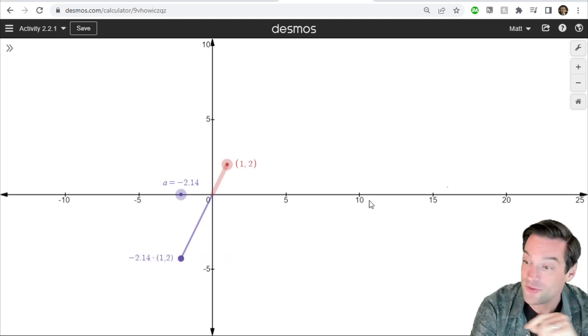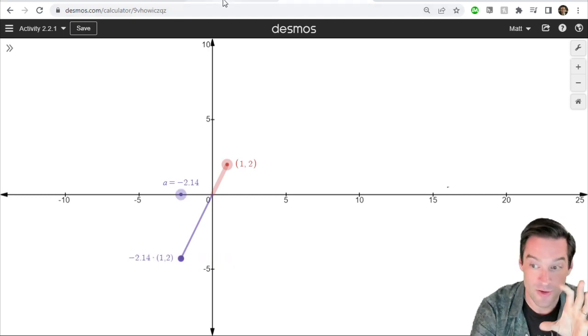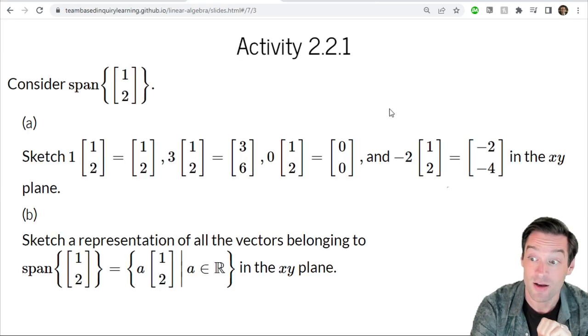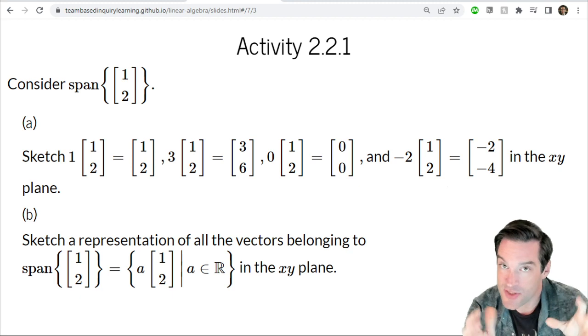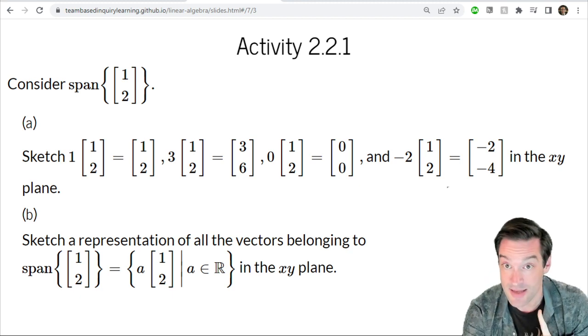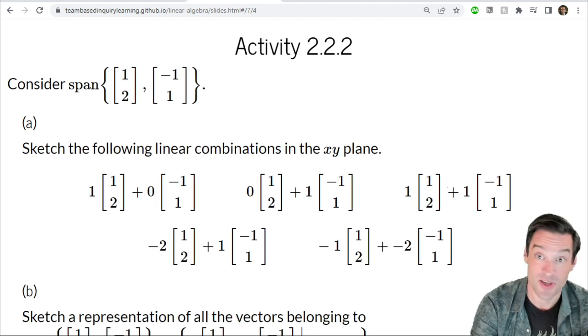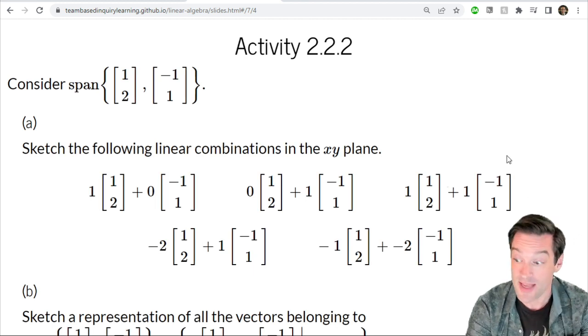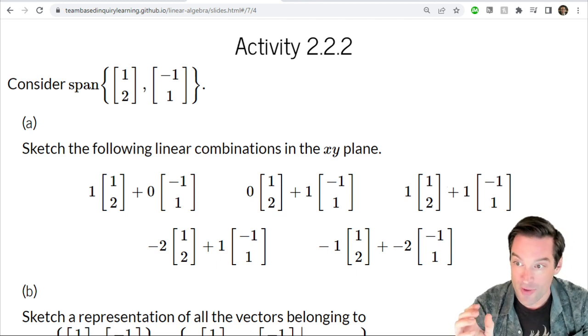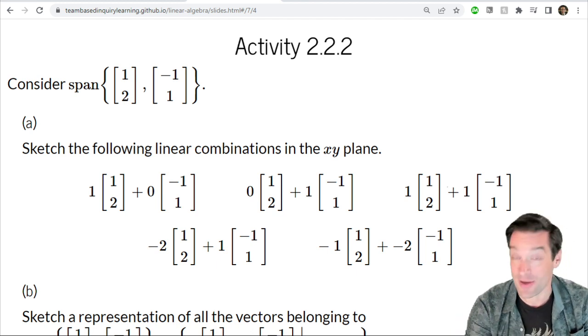And so in the first activity, that's going to be your job to try and describe that as a set of vectors in the xy plane. And so that's going to give us a sense of what the span of a single element set, a single vector, might look like. Where things get a little more interesting is if we have more vectors in the set of which we are describing the span. And so in the second activity, you have 1, 2, and minus 1, 1.